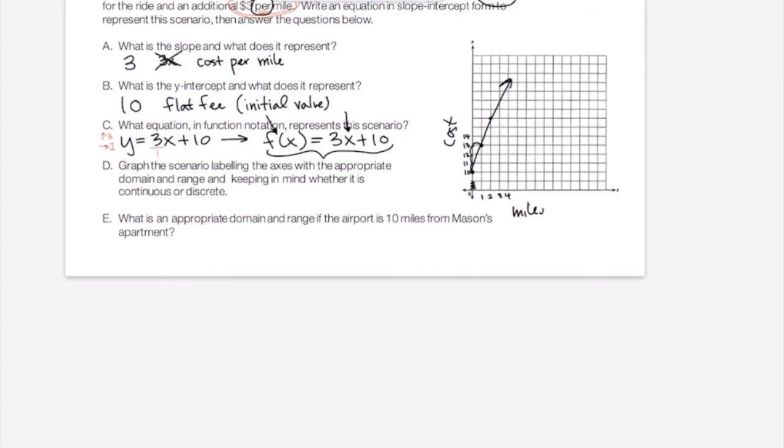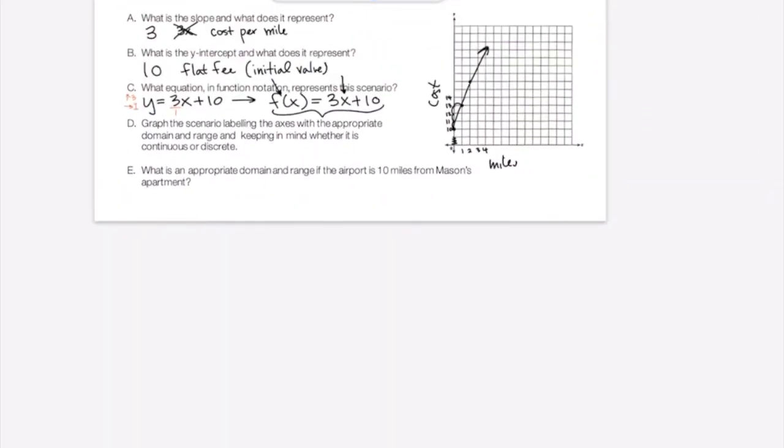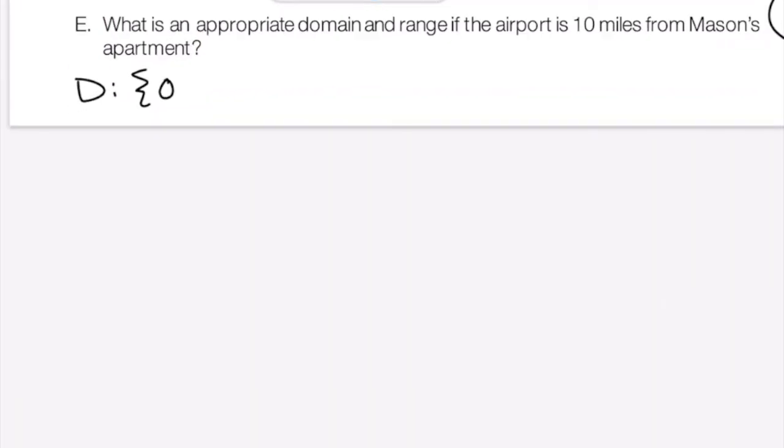Now, finally, we're going to do kind of an add-on here. We're going to say, if the airport is 10 miles from Mason's apartment, what is an appropriate domain and range? So remember, our domain deals with the number of miles. Domain goes with x, goes with independent variables. All those things go together. So the smallest number in our domain would be 0. The largest number in our domain, remember we're talking about the miles, would be 10. And then we can say x for our variable, and it goes from 0 to 10. If we wanted to do interval notation, we would say 0 and 10 are included with brackets, and that's how our interval notation would look.